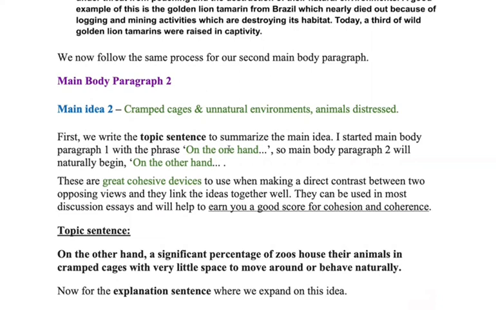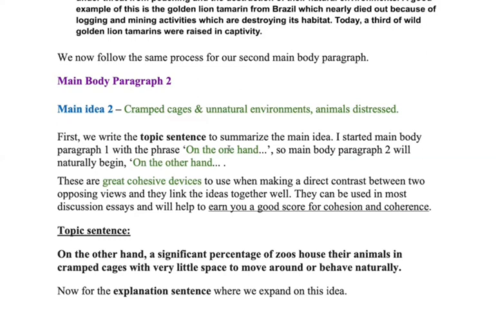I started main body paragraph 1 with the phrase on the one hand. So main body paragraph 2 will naturally begin with on the other hand. It means you are going to talk about the second one. However, the second view, the opposing view. These are great cohesive devices. When you say however, nonetheless, nevertheless, on the one hand, on the other hand, these are cohesive devices to use when making a direct contrast between two opposing views.